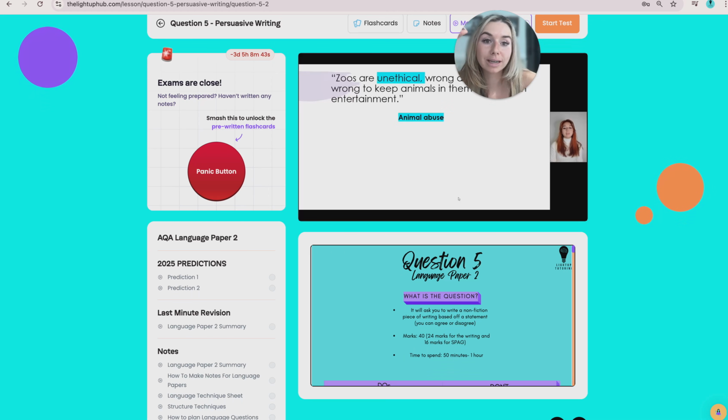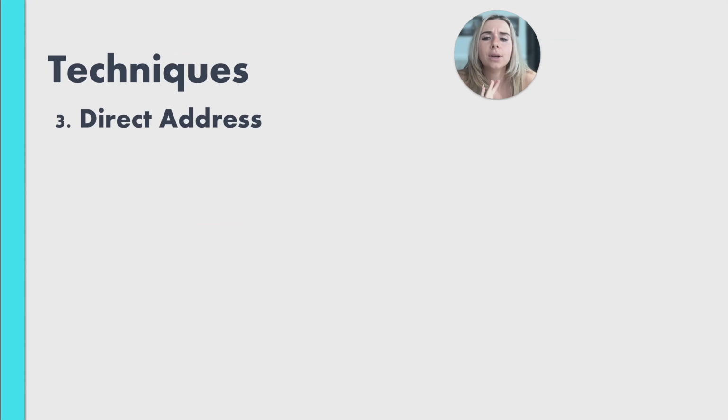And also a really important thing you can learn how to do for persuasive writing is learning actually how to write a plan. And that is the most important thing you can do. So we go through how you can write a plan to consistently get yourself a great grade. And the last technique we look at is direct address.